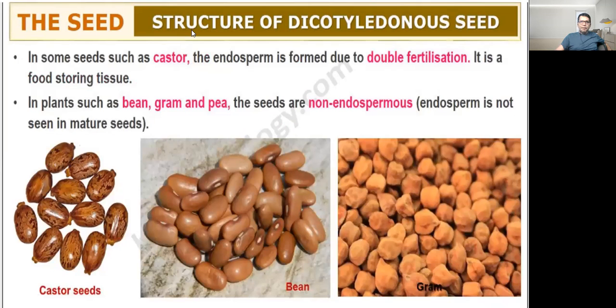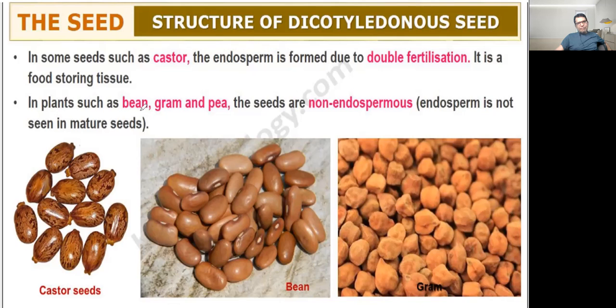In some seeds, such as castor, the endosperm is formed due to double fertilization. It is a food storing tissue. So this is the castor, where the endosperm is formed because of double fertilization. And what is endosperm? It is a food storing tissue.